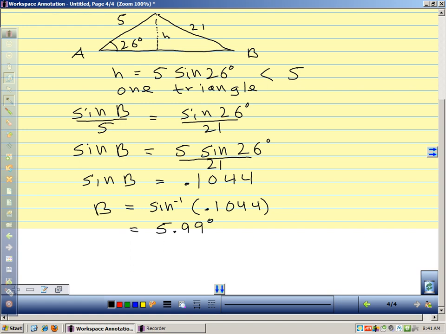And we knew we had one triangle because this length was bigger than this length. Side A was bigger than side B, and they're both greater than the height. So we get one triangle. I'm not going to go through doing the law of sines again. This is like the problems we did last night. We have one angle, we can figure out the third angle, and then we can figure out the third side.